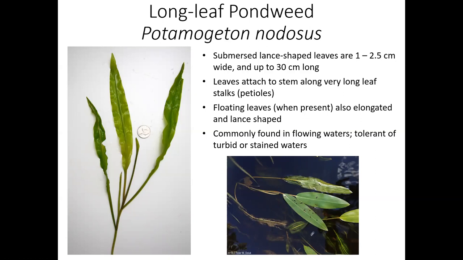These floating leaves probably help with some of the environments that this plant is found in. Many times it's found in flowing waters, and it's somewhat tolerant of turbid or stained conditions. These floating leaves help buoy that plant so it doesn't completely get under the water, and it can also help take in light and carbon dioxide. This plant flowers, and when it does flower, it has a tiny flower stalk that sticks out of the water column. And again, these floating leaves can help hold that plant up so that the flower can get pollinated.